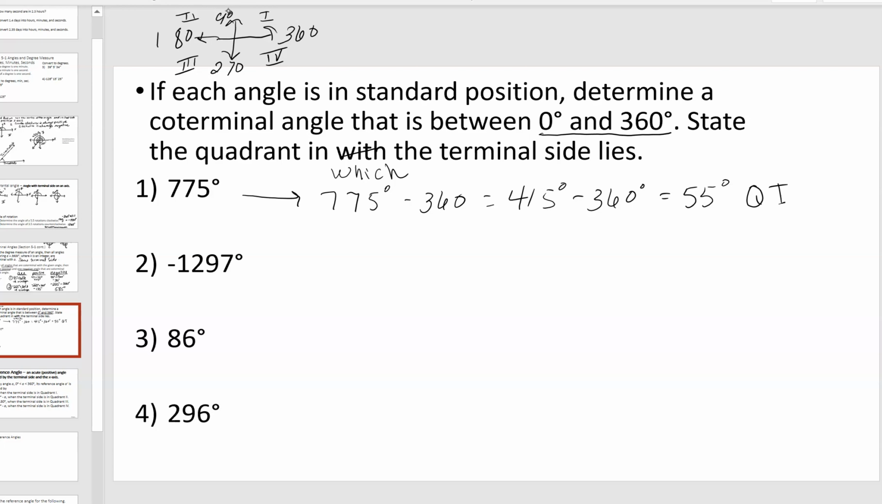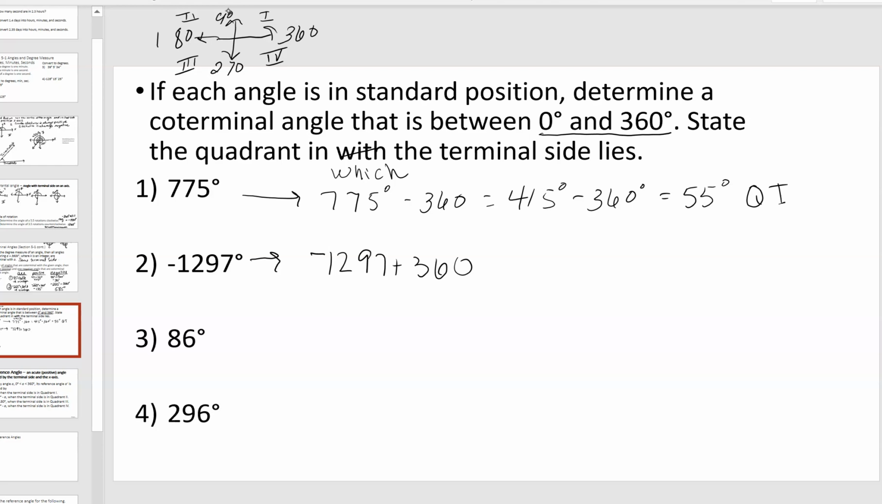I want you to do number 2. The difference between number 1 and number 2 is this is a negative angle. So in number 1 we subtracted 360. But 775 was positive, so if we start with a negative angle, what are we going to do? Are we going to add or subtract? We're going to add. I hope you said that a long time ago. So you're just going to add 360. So negative 1297 plus 360.